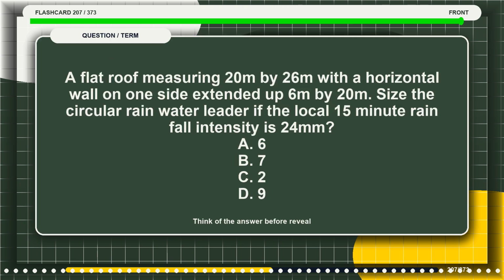Flashcard 207. A flat roof measuring 20 m by 26 m with a horizontal wall on one side extended up 6 m by 20 m. Size the circular rainwater leader if the local 15-minute rainfall intensity is 24 mm. A. 6. B. 7. C. 2. D. 9. Think of the answer before the reveal.